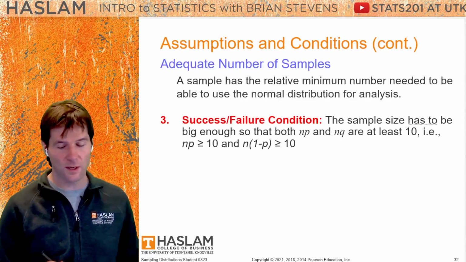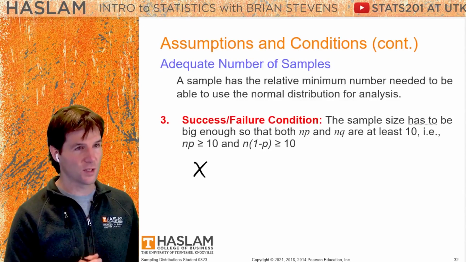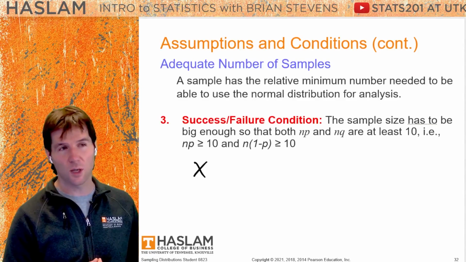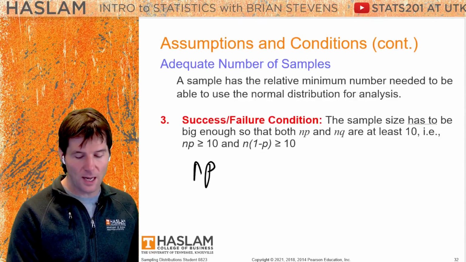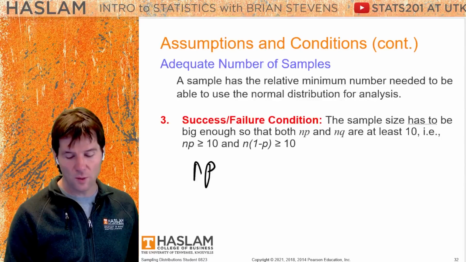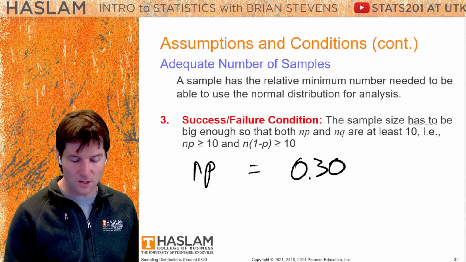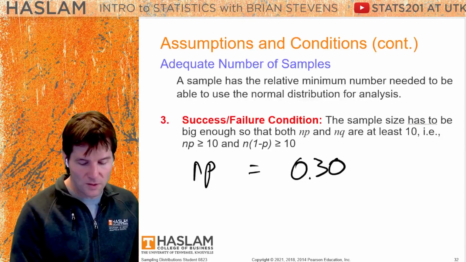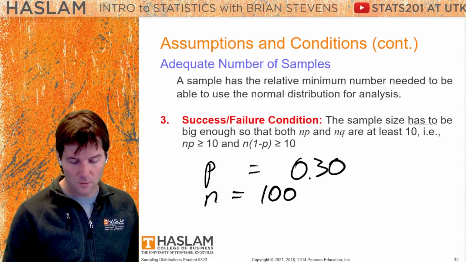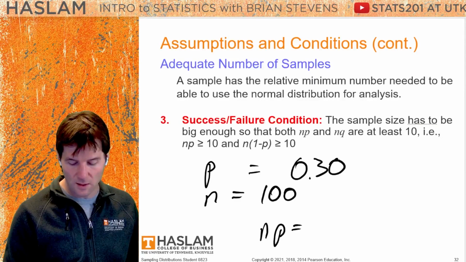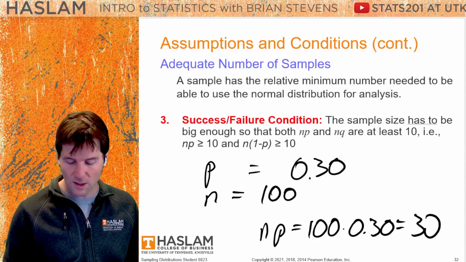What do we mean by successes and failures? Well, successes is actually X. X is your number of successes in a sample. But in this instance, we're talking about how many successes we expect. So we have np̂. If 30% of people at UT are freshmen, and we sample 100 students, how many freshmen would we expect? Well, np. So we do 100 times this, and we would expect 30 freshmen.